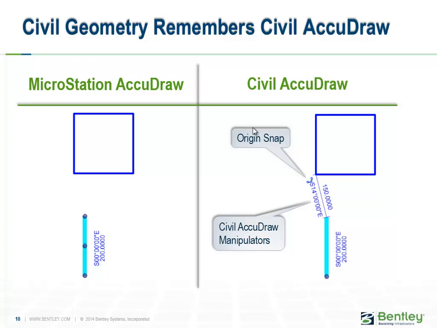Observe that the geometry created using MicroStation AccuDraw has manipulators and handlers to edit the geometry, but not the position of the geometry relative to the building. The geometry created using Civil AccuDraw has the same geometry manipulators, but also has manipulators for the offset distance and direction from the building, as well as a snap indicator at the origin. All of these manipulators can be edited just like the geometry manipulators.